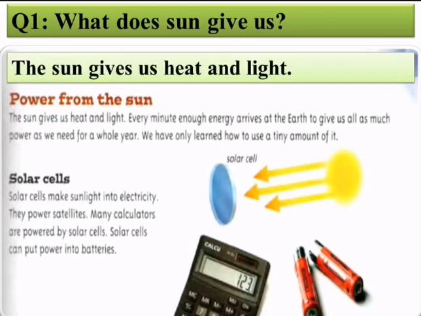The correct answer for this question is the sun gives us heat and light.